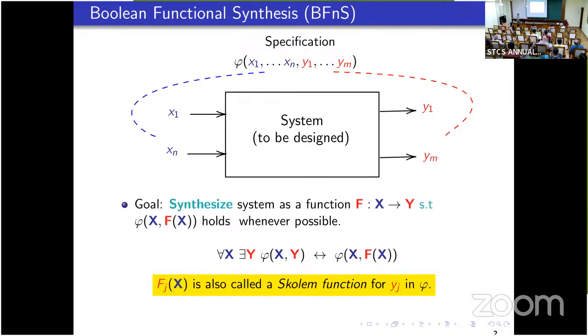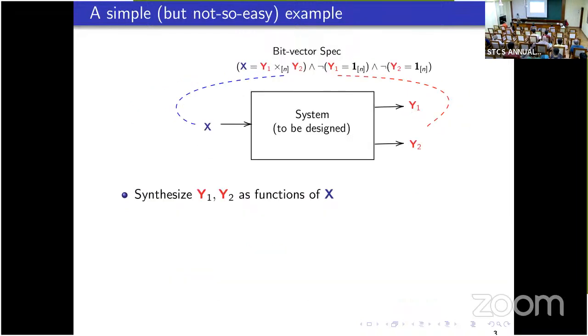Okay. And in the literature, such functions are also called Skolem functions for these variables which they're replacing in the formula phi. Okay. So functions typically mean that for every x there is a unique y. So this function for every x will give me a unique y. Yeah, but there could be multiple functions which I could substitute here. I'll just show you some examples.